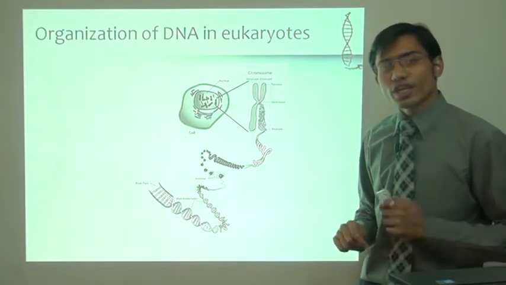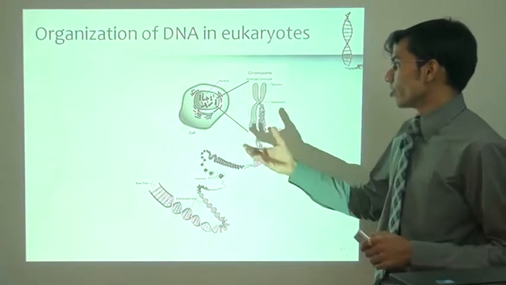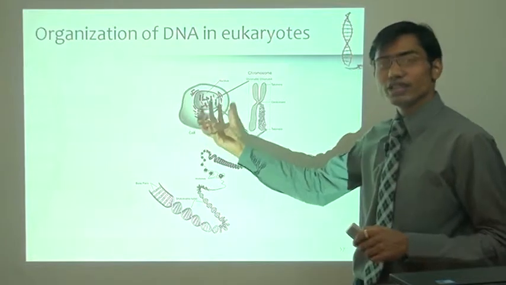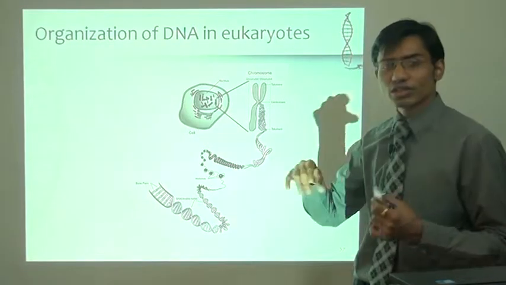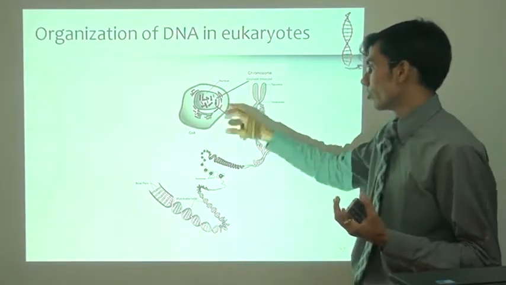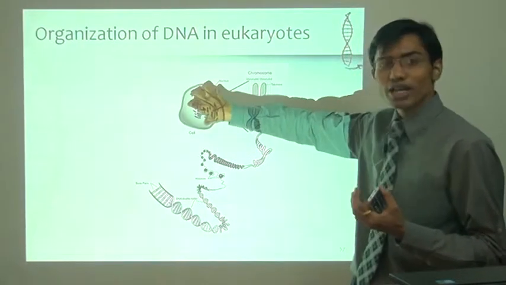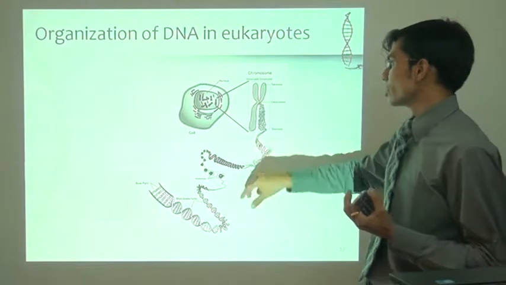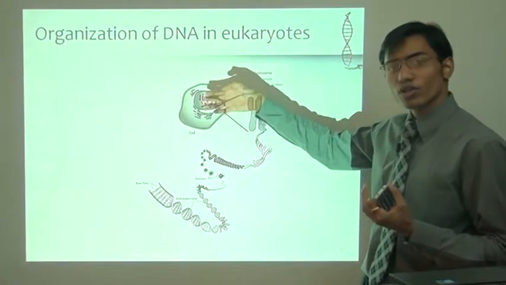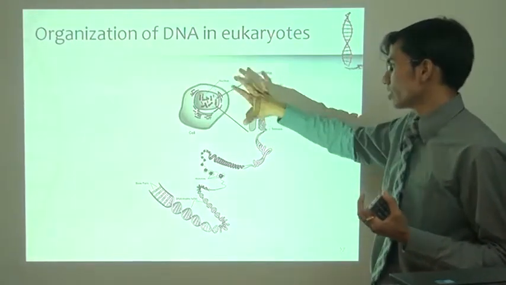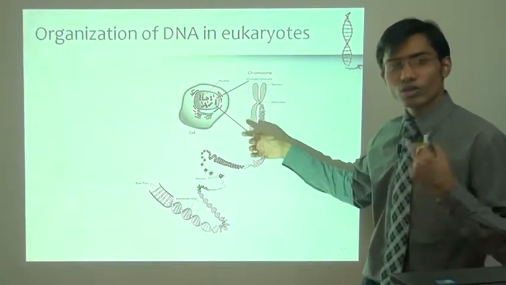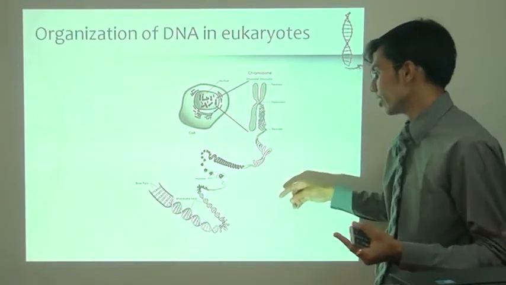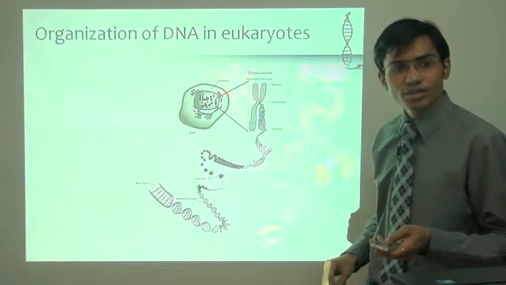Now organization of DNA in eukaryotes means where DNA lies inside the cell. As we know, a cell is majorly made up of three components: outer cell membrane, in between cytoplasm and central part nucleus. So DNA is present on chromosomes of the nucleus. Chromosomes are present in the nucleus, and chromosome is made up of DNA. How are they made up of DNA?